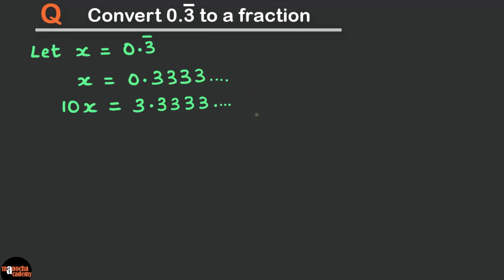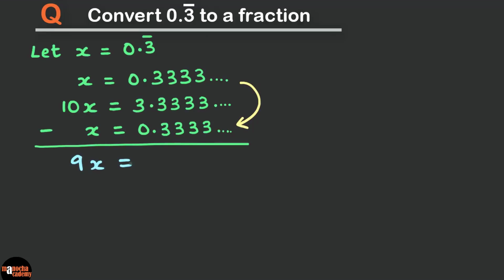Now let's subtract x from 10x. So I'm going to copy the first line here. On subtracting, we get 9x equal to 3. So x is 3 by 9, and if we simplify, we get 1 by 3. So we have converted our recurring decimal number 0.3 recurring to a fraction 1 by 3.